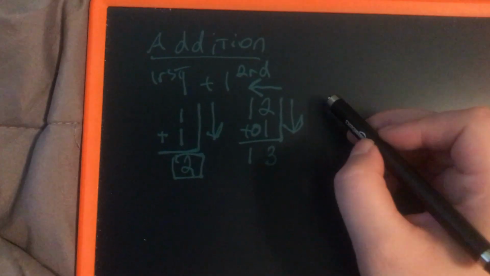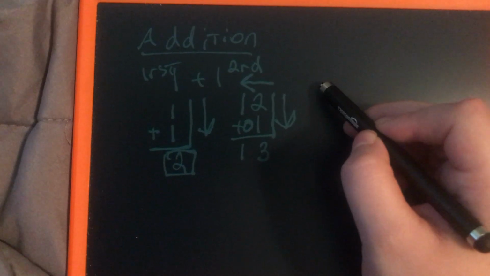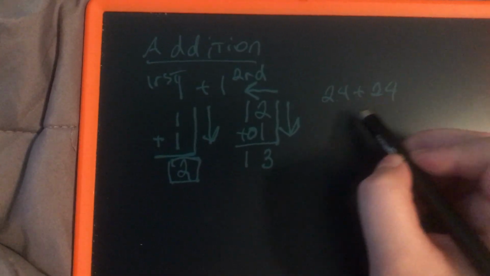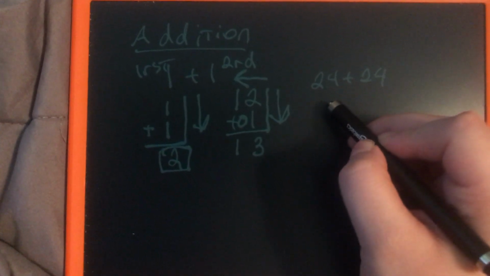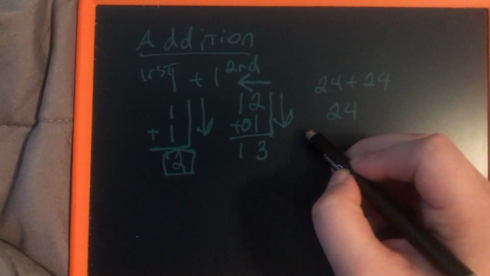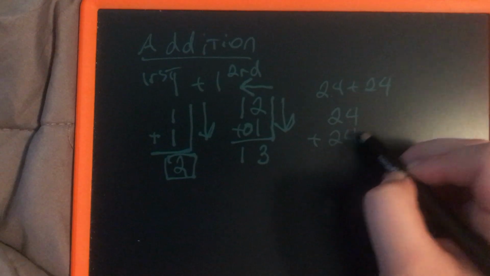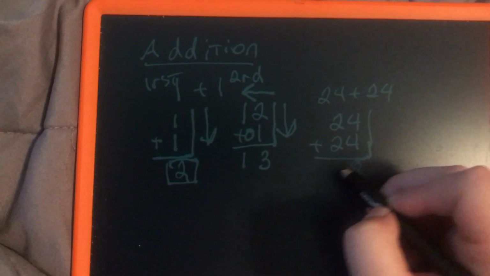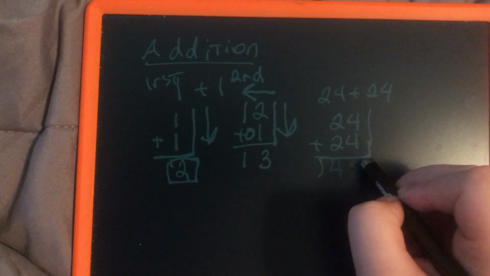So if you had something like 24 plus 24, those do line up pretty well. So you would have 24 plus 24, and then you have 8 and 4, and that would be your answer.